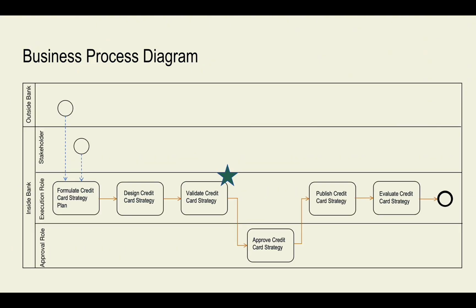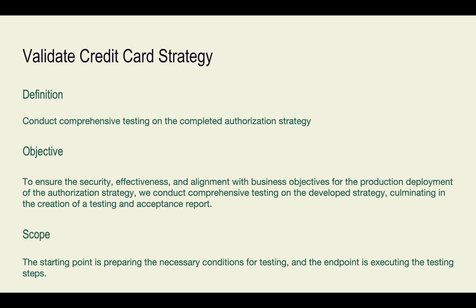The third task is to validate credit card strategy. At the core of this task is the comprehensive testing of the developed authorization strategy. Before we start testing, we'll use key materials like the credit card authorization strategy, credit card feature package, and credit card feature package application rules as the foundation for our tests.